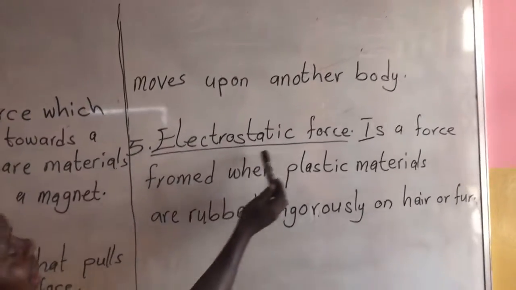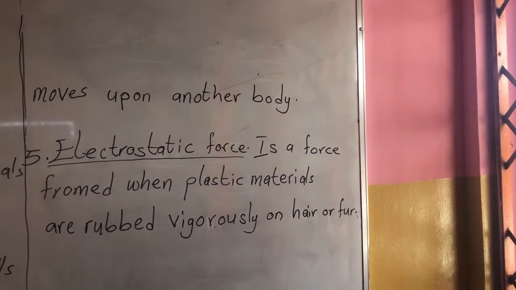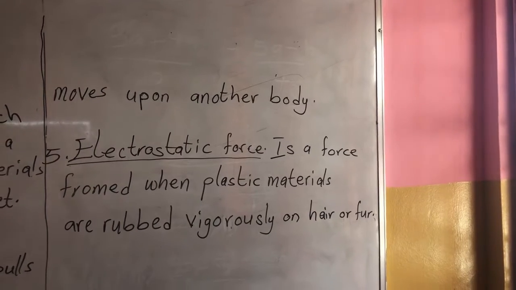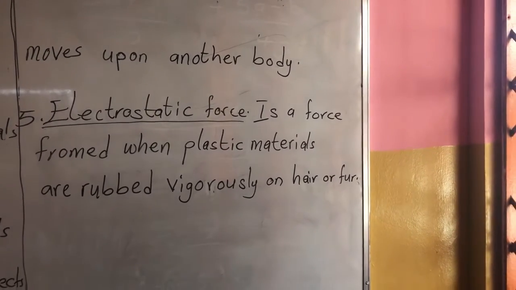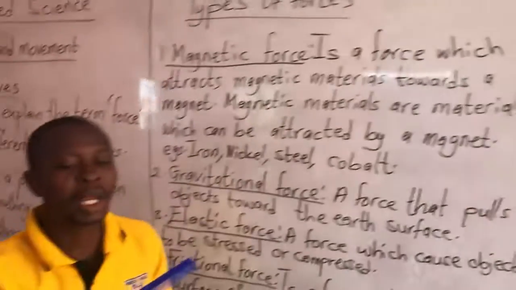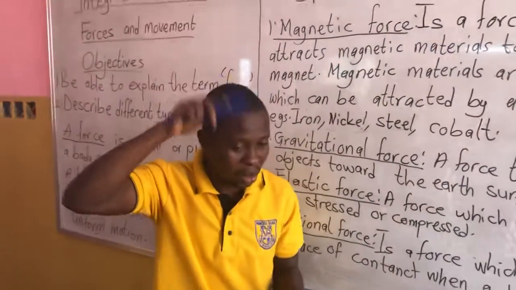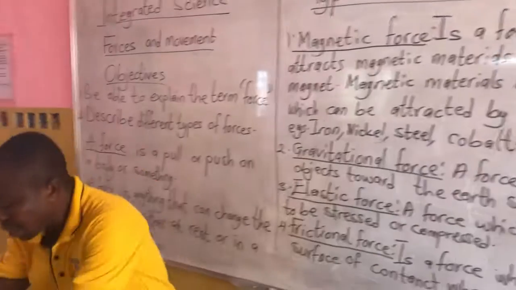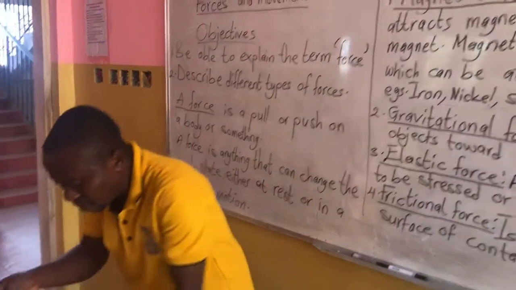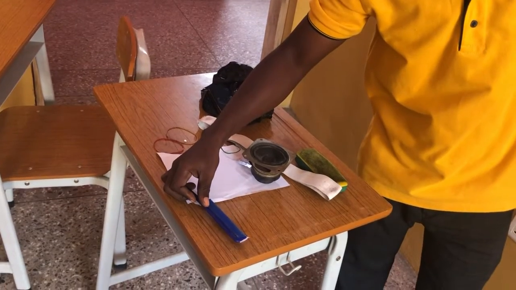We have electrostatic force. I would say it's a force formed when plastic materials are rubbed vigorously on hair or fur. For example, when your hair is bushy at home, try using a comb to comb your hair vigorously, fast or hard. Then get a small piece of paper and bring the comb close to the paper. You can see that the comb will pick up the paper.